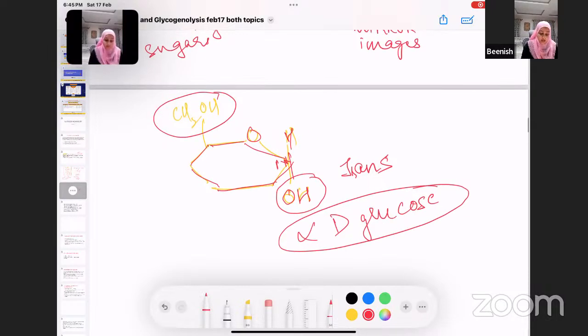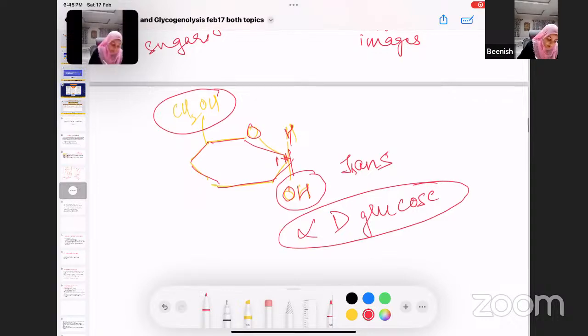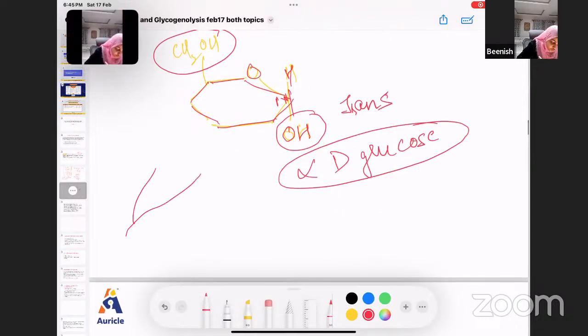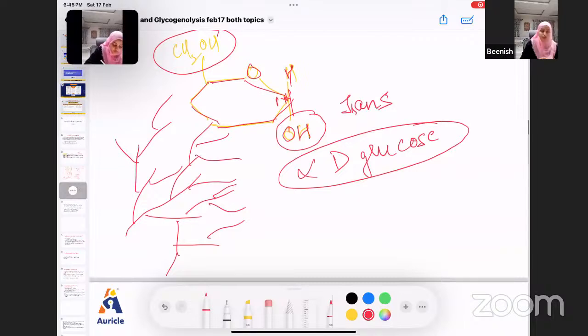Now you get it? Repeating units of alpha D glucose which are branched form glycogen. So your glycogen molecule looks something like this. It is highly branched like this. So this is what your glycogen looks like.